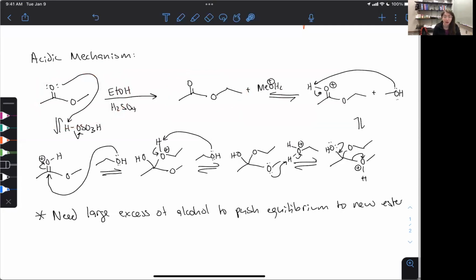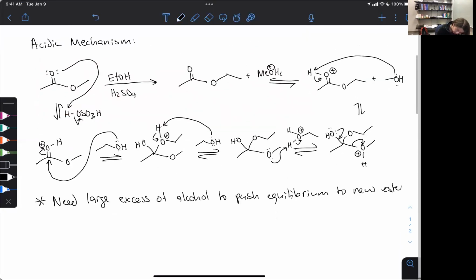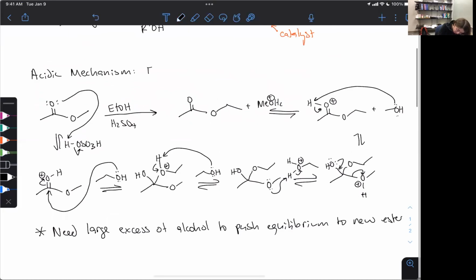Alrighty. Okay, so let's look at the basic mechanism. And we'll just put a little note here on them. This is the same as the Fischer esterification.